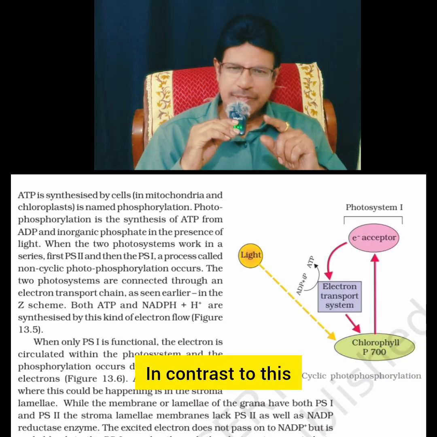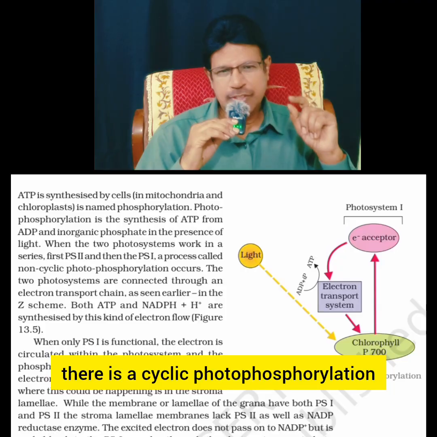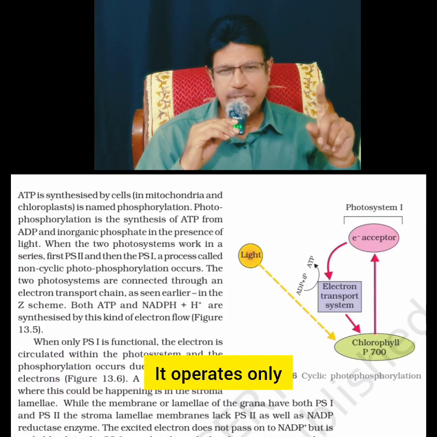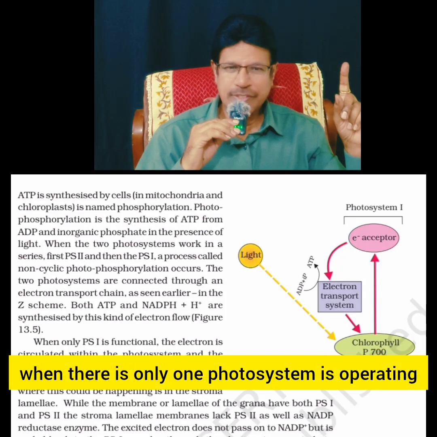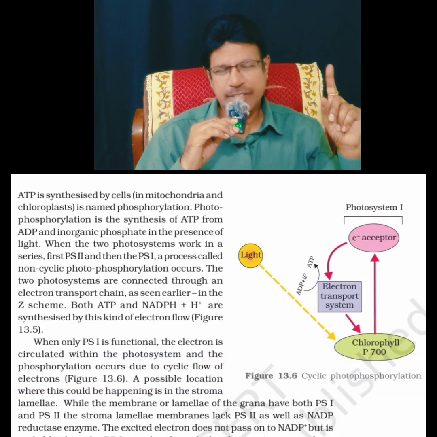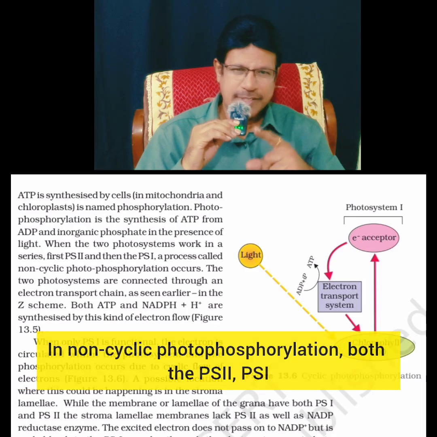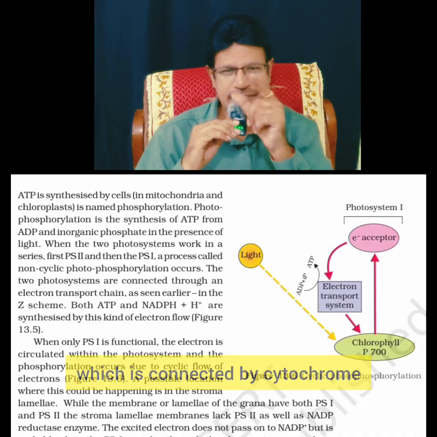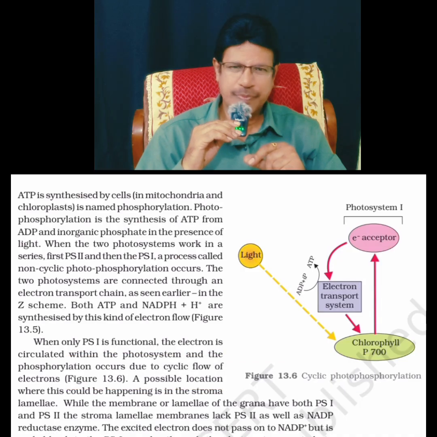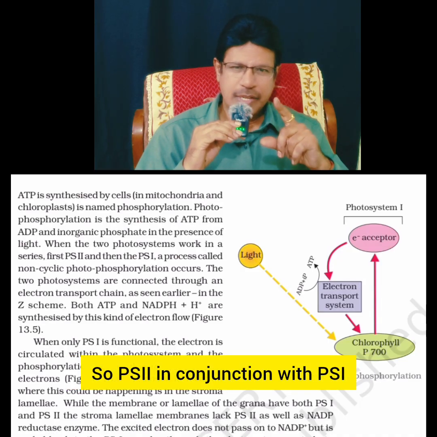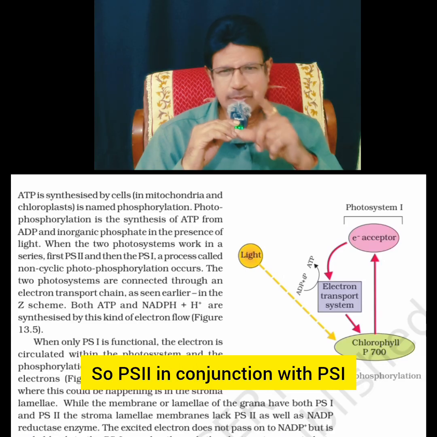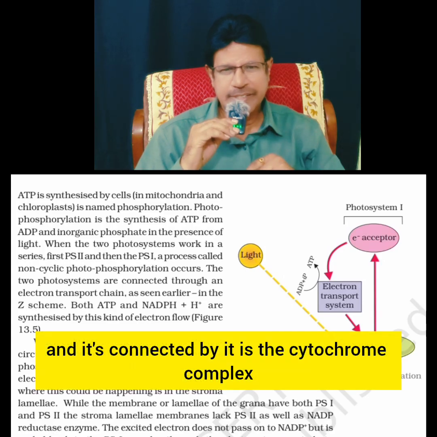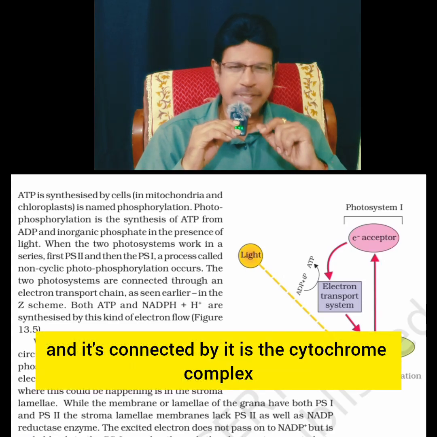In contrast to this, there is cyclic photophosphorylation. It operates only when one photosystem is operating, that is photosystem 1. In non-cyclic photophosphorylation, both PS2 and PS1 are involved, connected by the cytochrome complex.